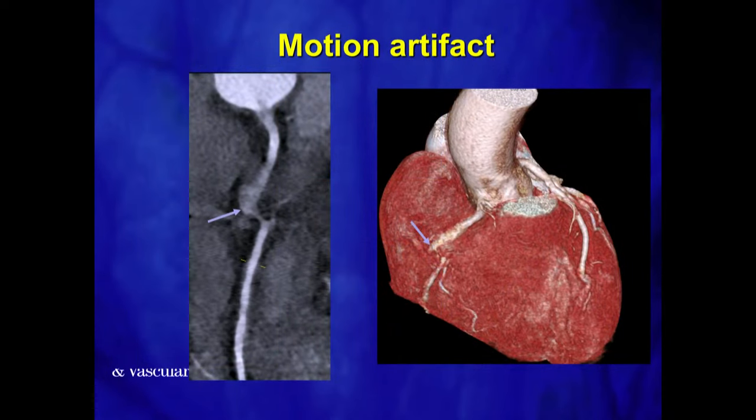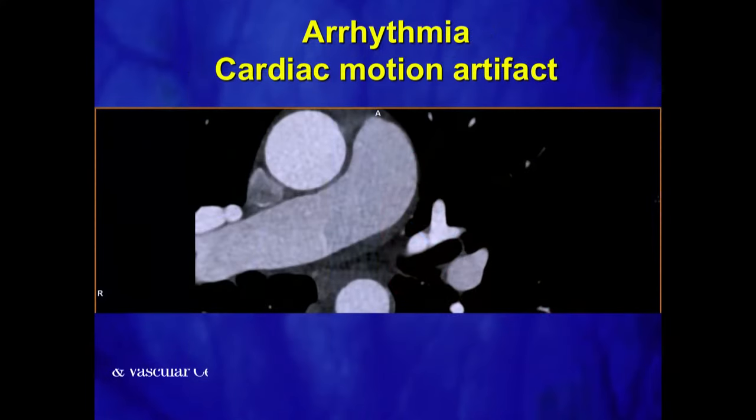Sometimes, with motion artifact, you can see a break in those coronary lines. So you can see here the right coronary artery, there's almost a line of interruption. And that's basically what motion artifact would look like. This is a case on axial stacks.